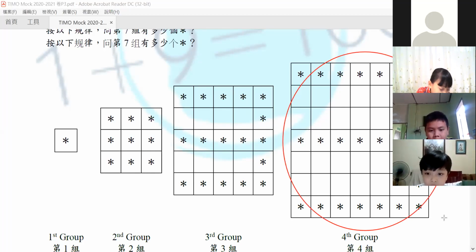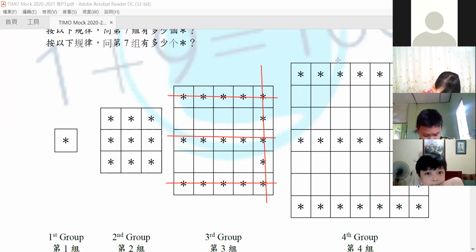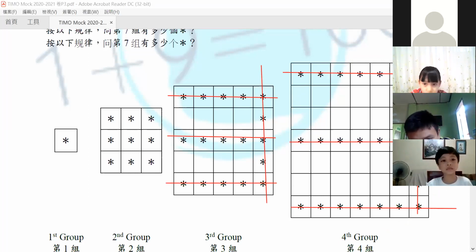First, we need to look at it in this way. Every pattern must have three rows filled by stars: the first row, the middle row, and the last row. And the rightmost column is also all filled by stars. So we have three rows and one column filled by stars.